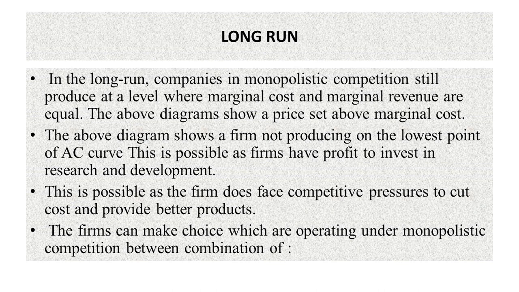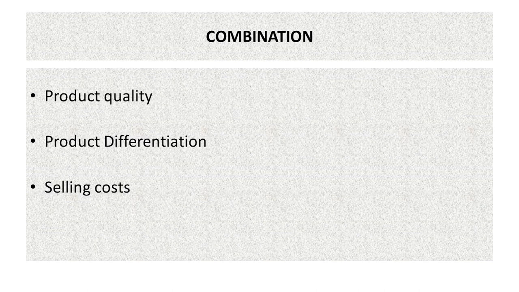The firm operating under monopolistic competition can make a choice between a combination of three factors. First is product quality, second is product differentiation, and finally the third is selling cost. In the long run, we can see that companies in monopolistic competition still produce at a level where marginal cost and marginal revenue are equal.